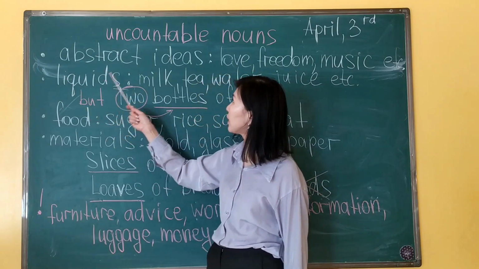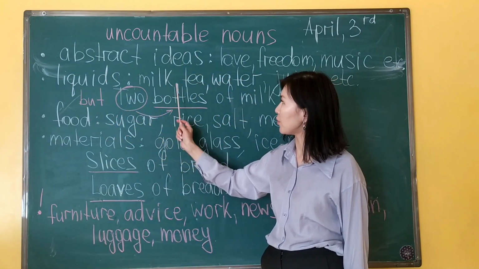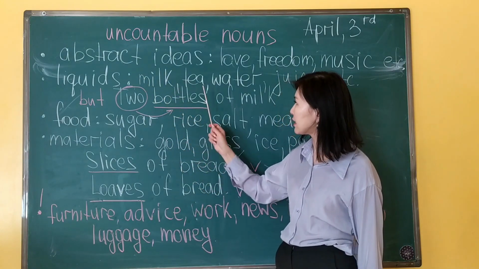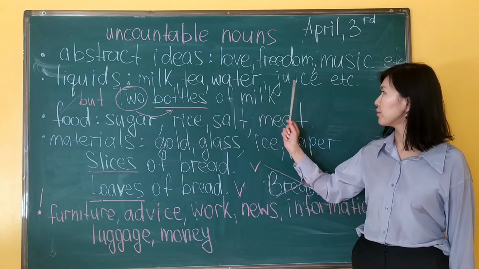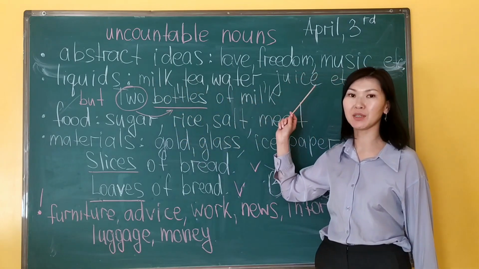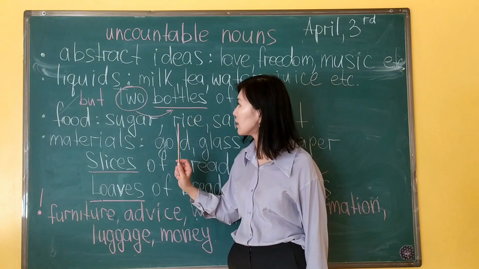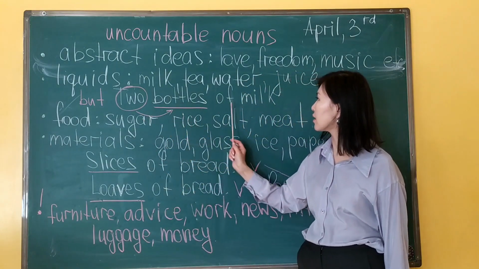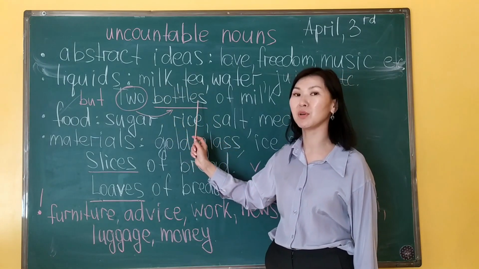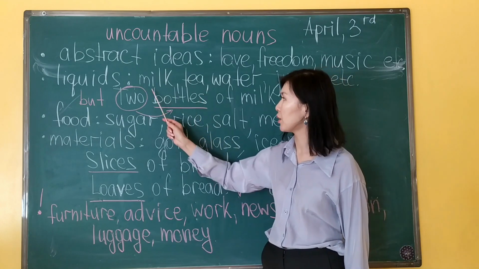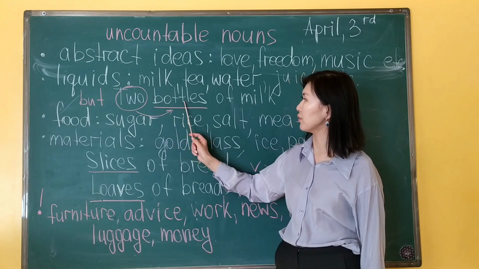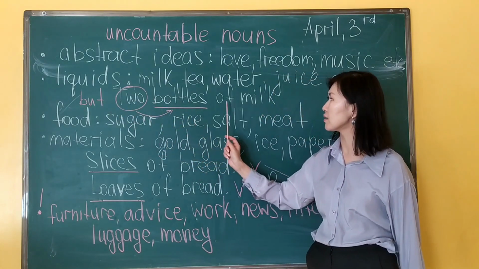Liquids are normally uncountable. For example, milk, we cannot count it, right? Milk, tea, water, juice, etc. These are uncountable nouns. But 2 bottles of milk. Bottles, we can count the bottles, right? That's why we use a number before the noun. 2 bottles of milk.